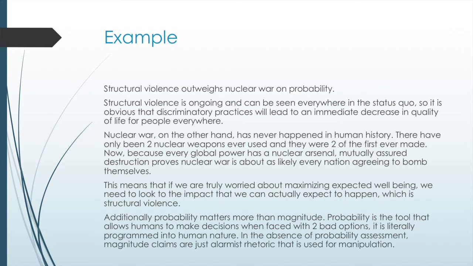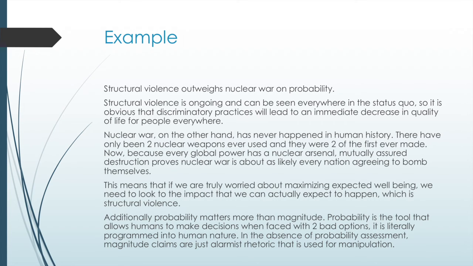So now we're going to go to step 3. We're going to undercut the opposing impact. So we're going to say nuclear war has never happened in human history. There have been only 2 nuclear weapons ever used, and they were 2 of the first ever made. Now, because every global power has a nuclear arsenal, mutually assured destruction proves that nuclear war is about as likely as every nation agreeing to bomb themselves.